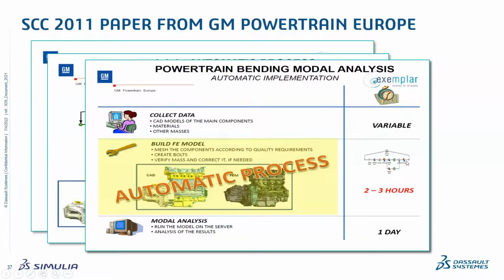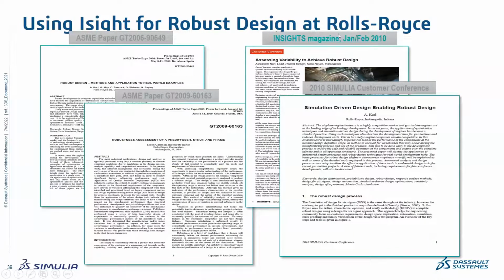And these are some of the papers. This one is from Rolls-Royce on robust design. They were trying to understand how robust the design is, running the reliability study to see if that particular design is robust or not.